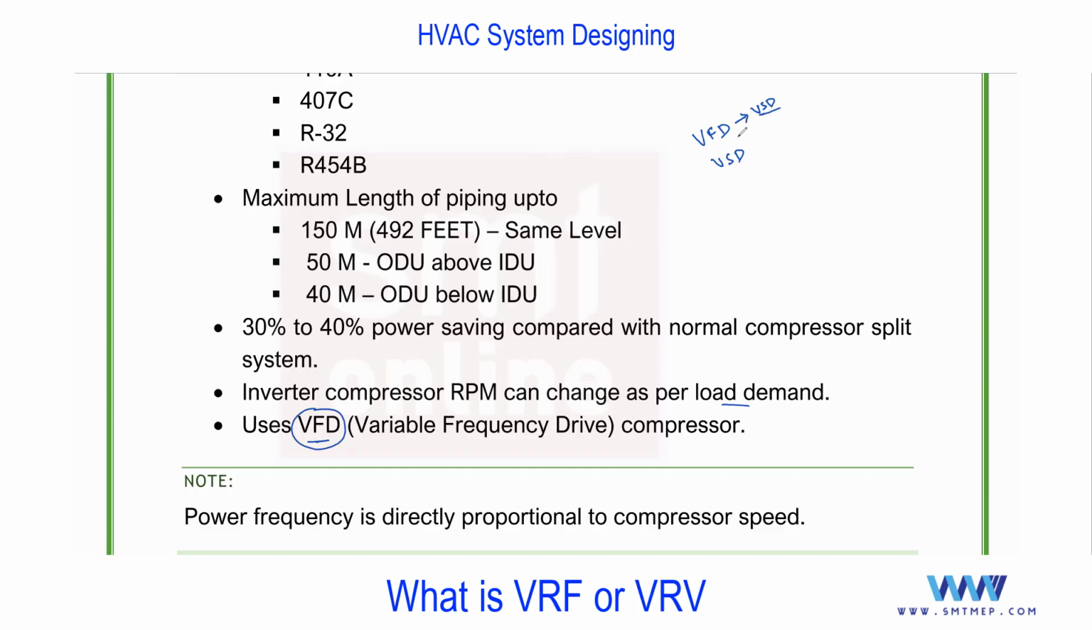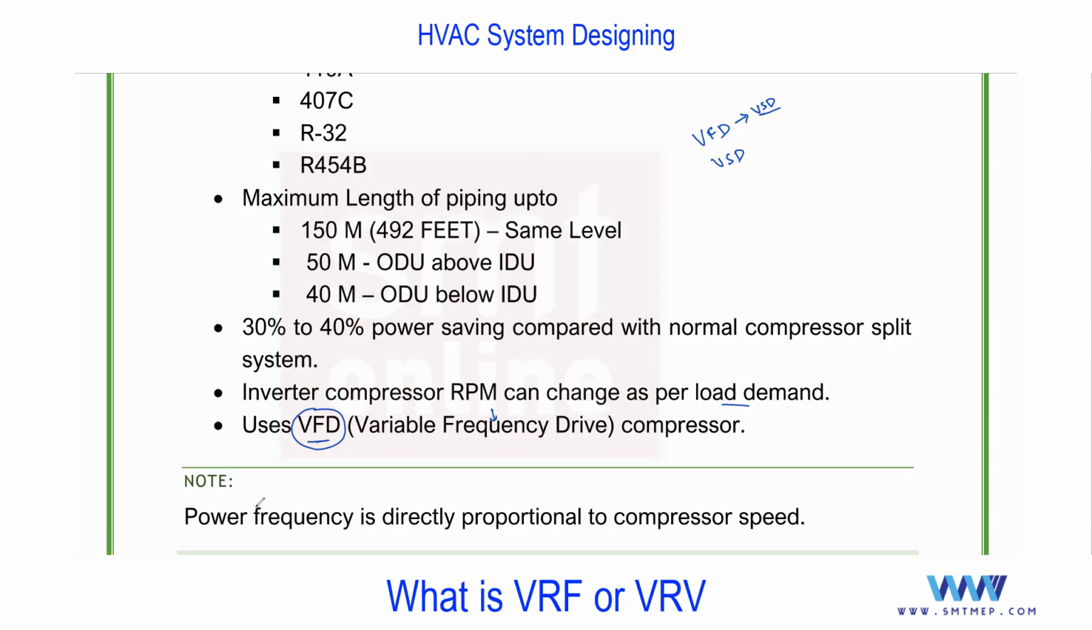So variable frequency means I'm talking about the power frequency. In the Indian market, the power frequency is 50 hertz, and in the US it's around 60 hertz. So this frequency will change. Remember, variable frequency drive means I'm talking about the frequency of the power supply. So if you change the frequency of power supply to a pump or a compressor or a fan motor, take the example of a compressor, what will happen? The RPM of that also changes accordingly.